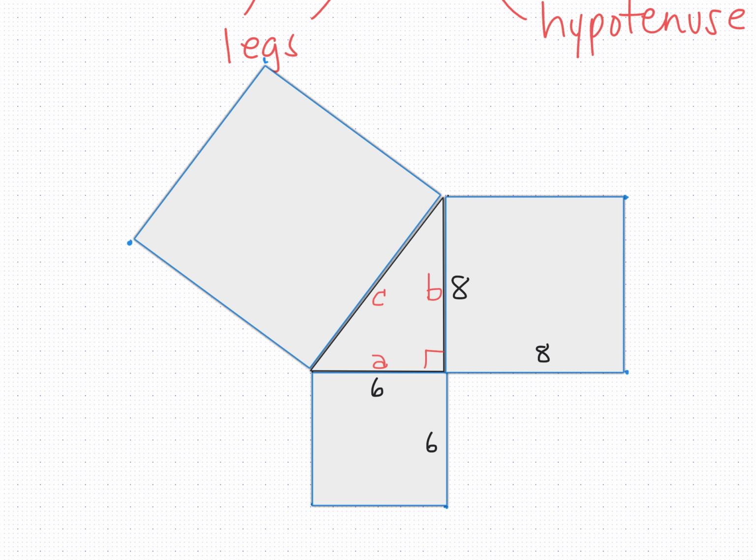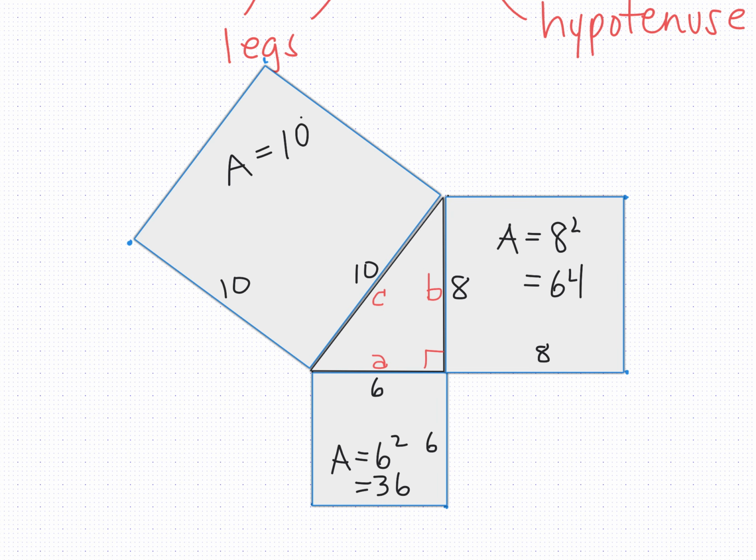Now, of course, to find the area of a square, it's just length times width. In this case, they're the same. So for example, to find the area of the A square, that would just be 6 squared, which is 36 square units. And for the B square, that would be 8 squared, or 64 units. And I'll already go ahead and tell you that side C was originally 10 units, which means that the area of the C square would be 10 squared, or 100 square units.